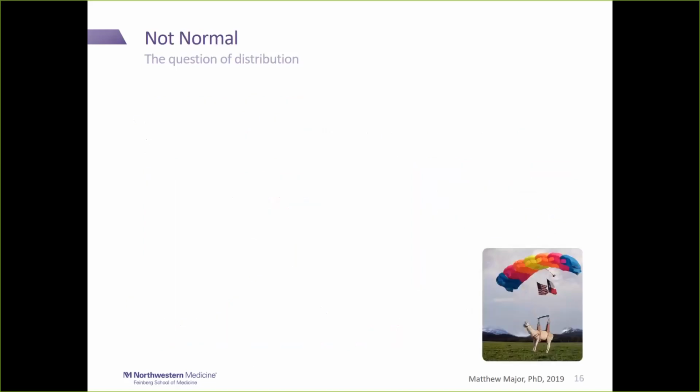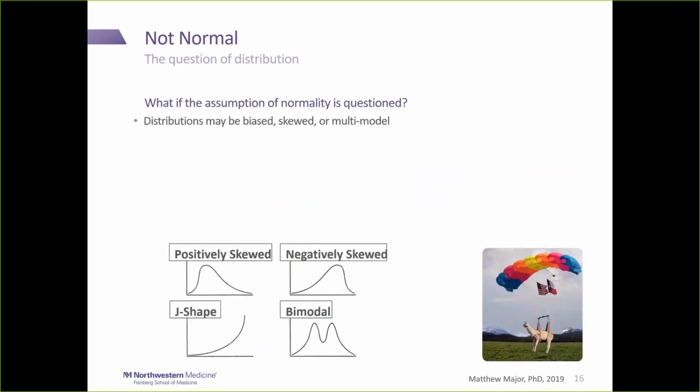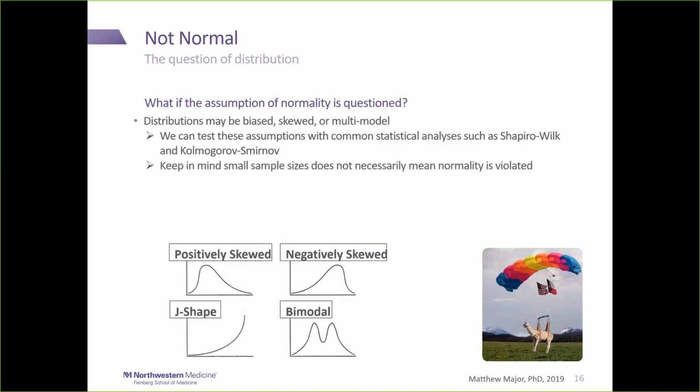Okay, so let's talk a bit more about the question of distribution, how to identify when distributions are not normal. So what happens when that assumption of normality is actually questioned? Now, distributions may be biased, they may be skewed, or they may even be multimodal, as you see on the bottom there. You have positively skewed, negatively skewed, you even have J-shapes, and you might have a bimodal distribution. What's nice is that we can actually test these assumptions with common statistical analyses. Those include the Shapiro-Wilk test and the Kolmogorov-Smirnov test. Caveat, just to keep in mind, is that small sample sizes do not necessarily mean normality is violated.